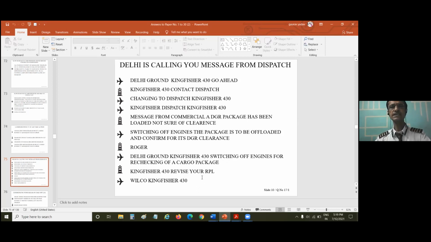So whatever necessary amendments or revisions should be done by you and given to the ATC. That's what they are telling you. The ATC is telling you to do the amendments of ETD and ETA of the next destination and all the changes you make in your flight plan and give it to the ATC. You said Wilco, Kingfisher 7880.